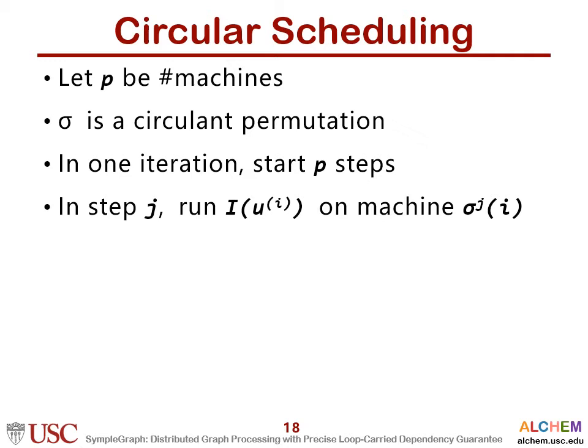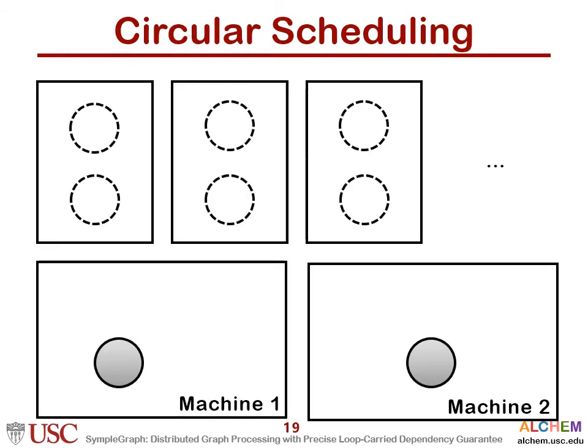We will divide an iteration of computation into several sub-steps. The number of sub-steps is equal to the number of machines in the system, P. And we have a sigma, which is a circulant permutation. In each step j, we will run part of the neighbors on a specific node based on the circulant permutation. We can see a simple example here.